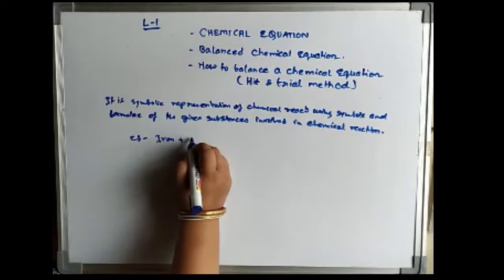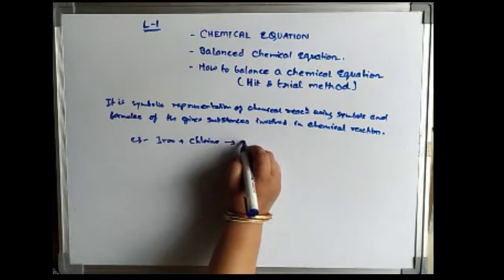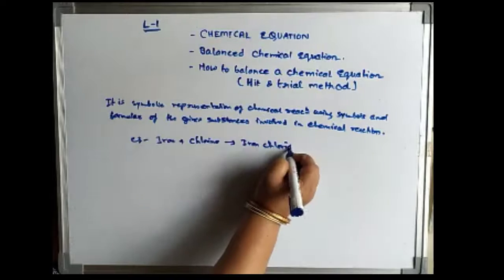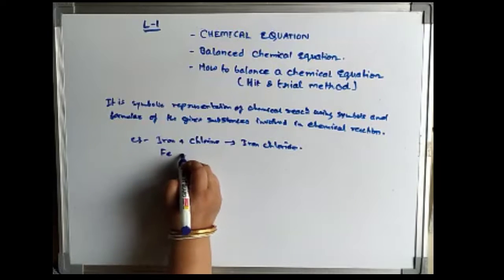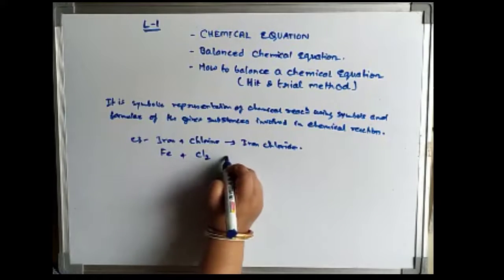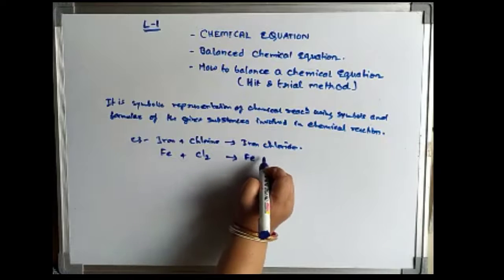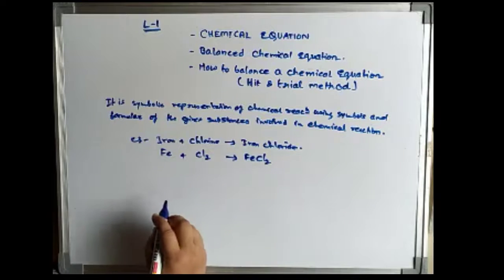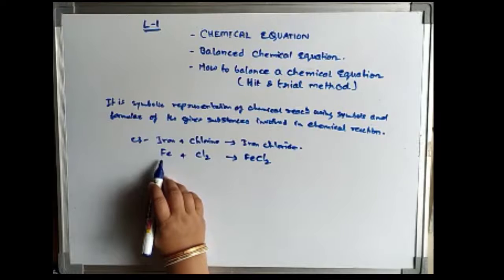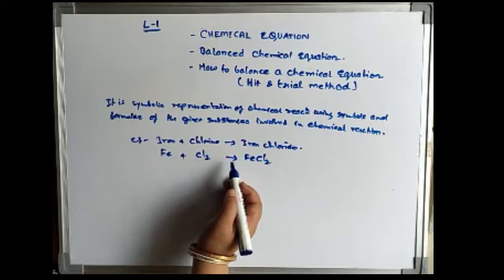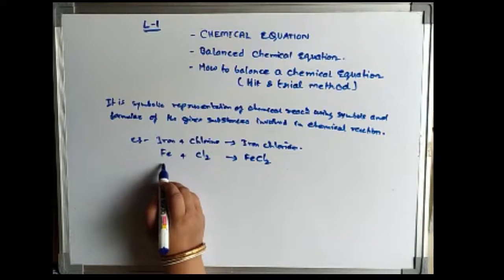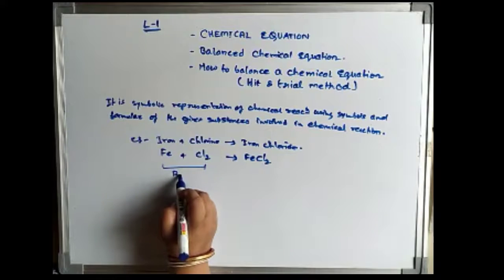Iron plus chlorine gives iron chloride. This is the chemical reaction. Let us write the reaction equation then. Equation is Fe plus Cl2 gives FeCl2. Now you can see that Fe and Cl2 are before the arrow. That means they are the reactants.